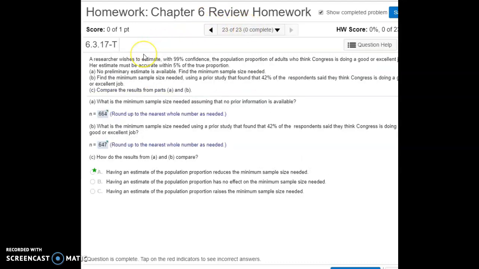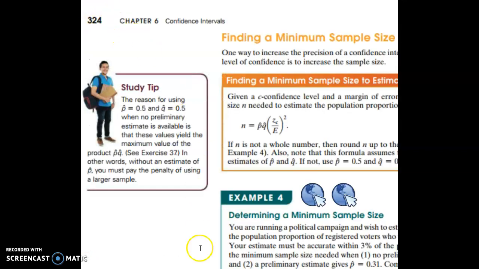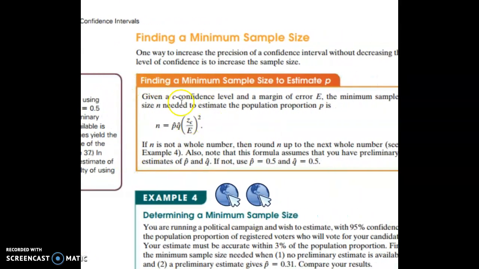Number 23 is about finding the correct sample size in order to build a confidence interval for a population proportion with specified characteristics. In this example, we want 99% confidence in our confidence interval, and we want our point estimate to be accurate within 5% of the true population proportion. In other words, the margin of error for our confidence interval needs to be 0.05 for 5%. In 6.3, it shows us how to calculate the necessary sample size.